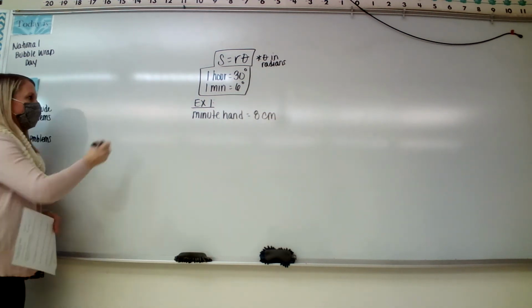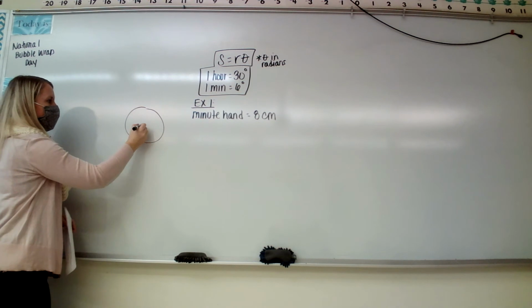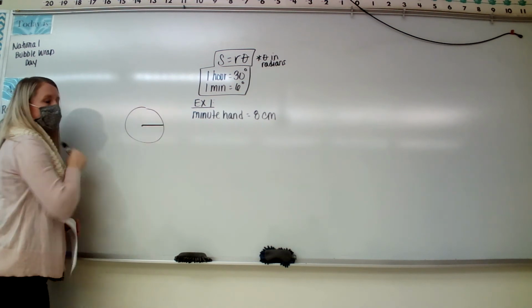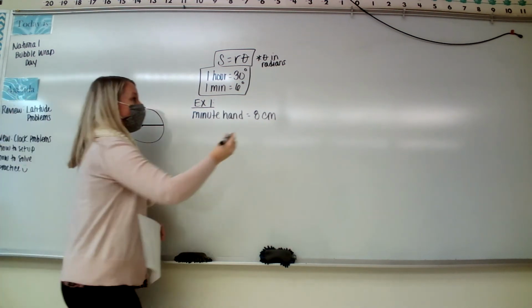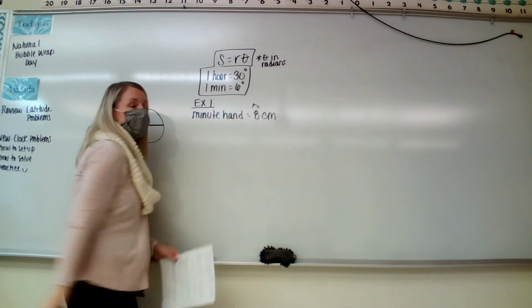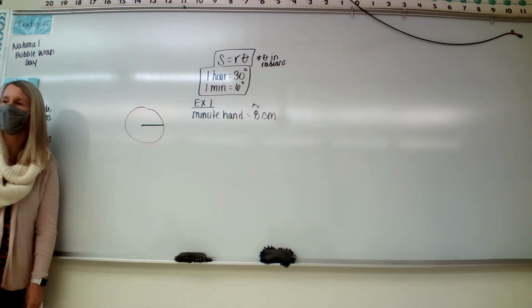So when you think about a clock, the minute hand is like that. That's going to be your radius. So this is my R. Okay, so that's pretty easy. I always like the R. It's kind of just given to you.